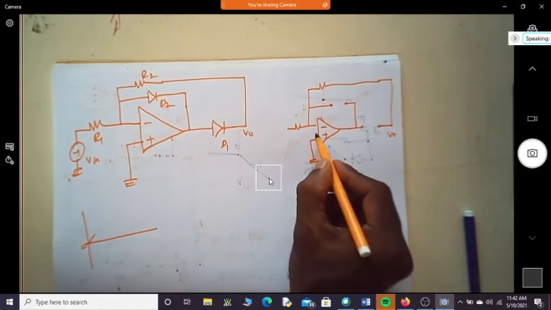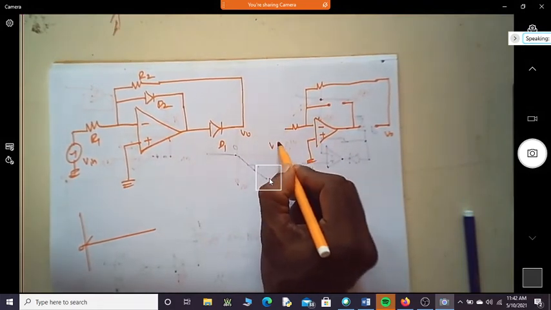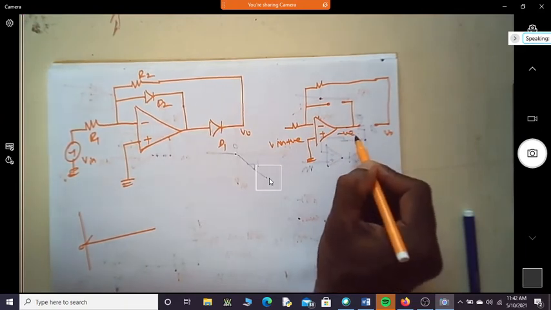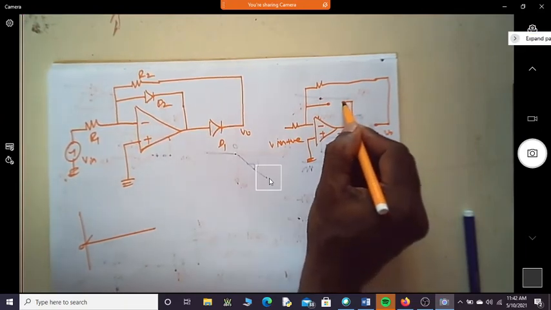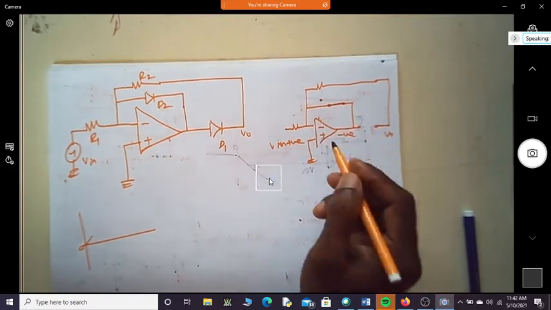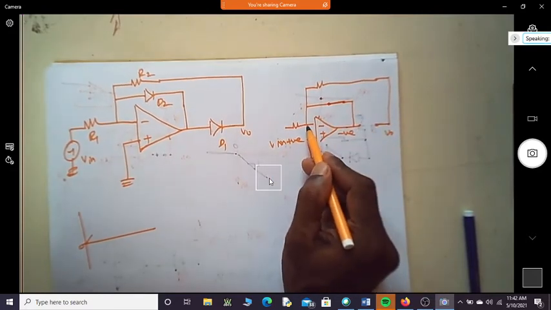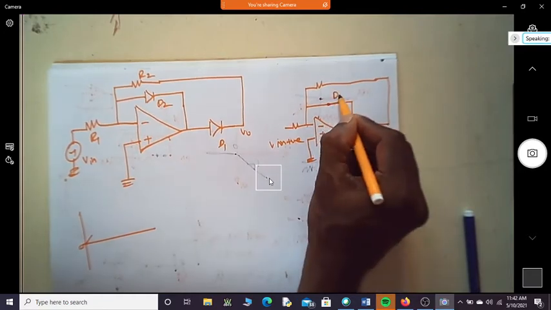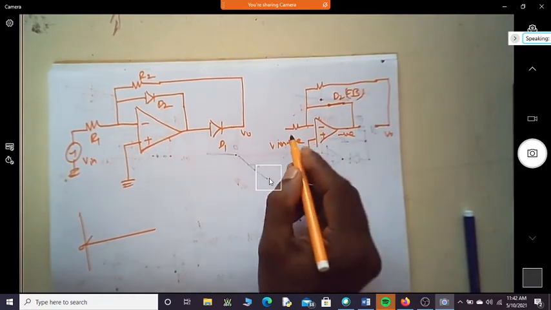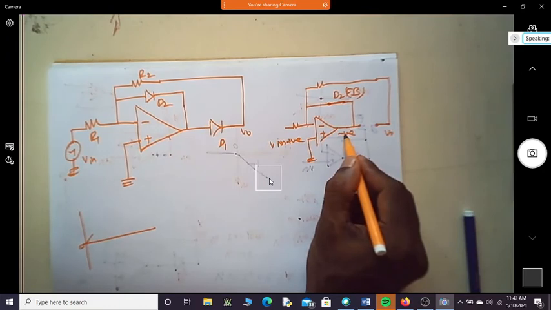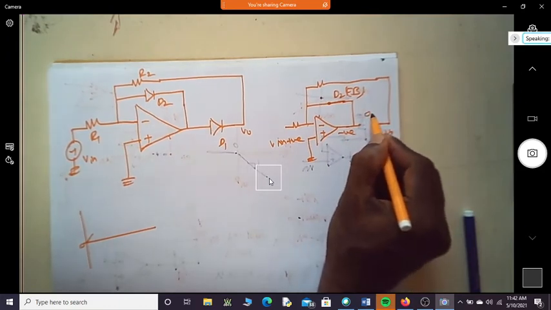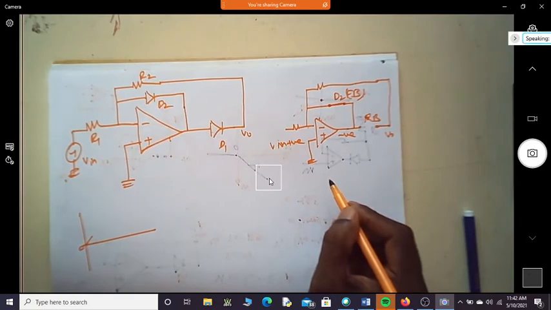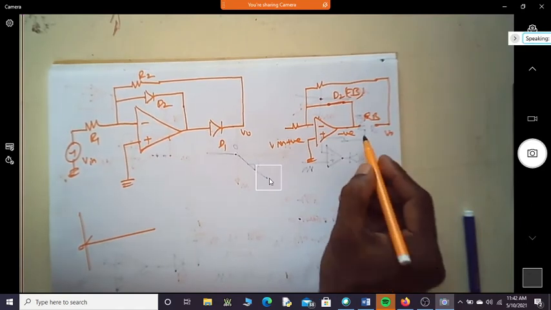Now see here, when V in is positive, does this negative voltage forward bias this? Because I have a virtual ground here, this will go into forward bias D2. Correct? Because of this negative, is it reverse biased? This diode D1.